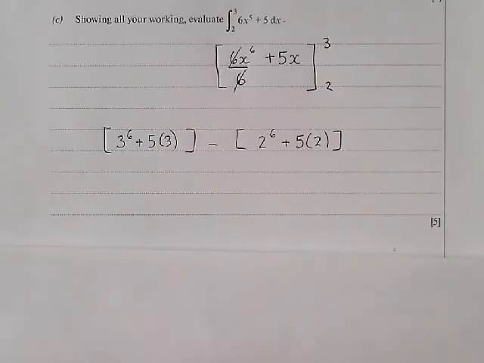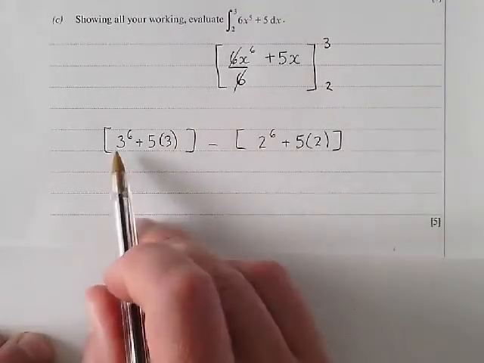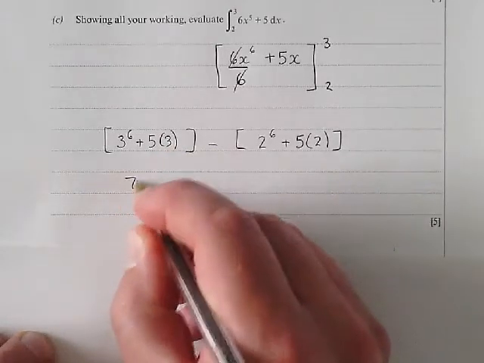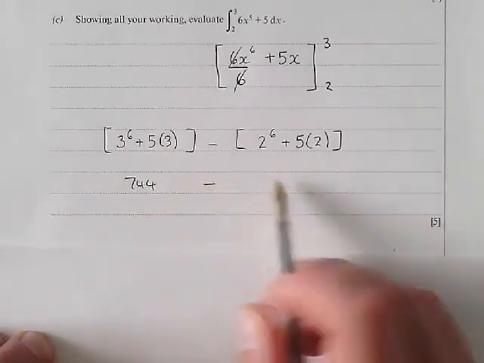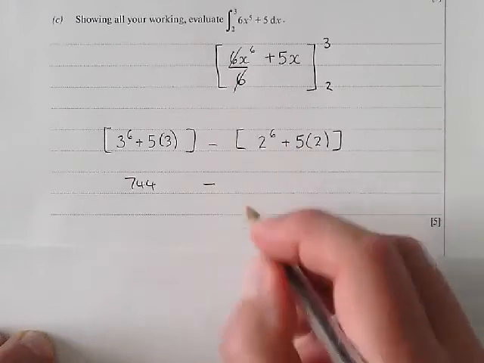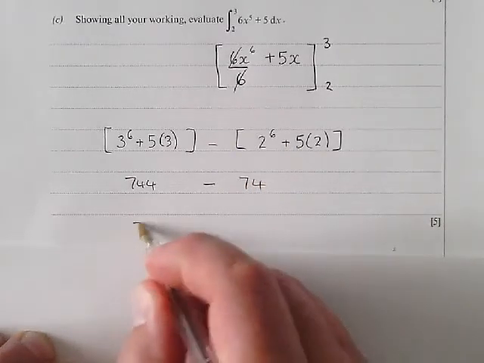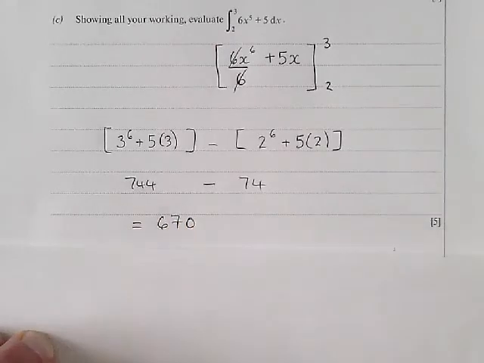Substitute these values into our scientific calculator, and this first pair of numbers gives us 744, and then our second pair of numbers gives us 74, and when we subtract those it gives us a grand total of 670.